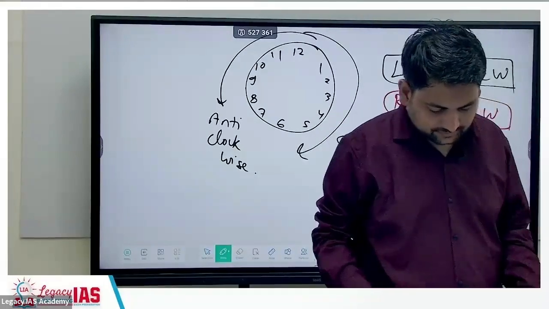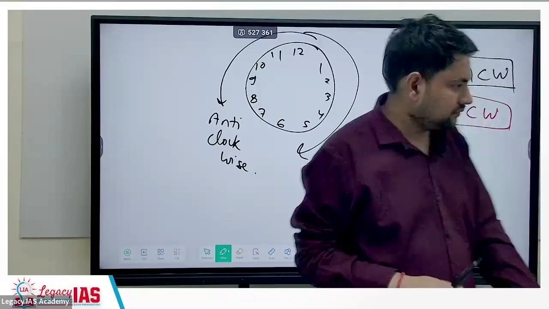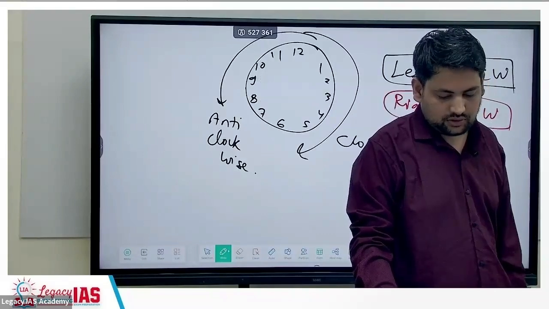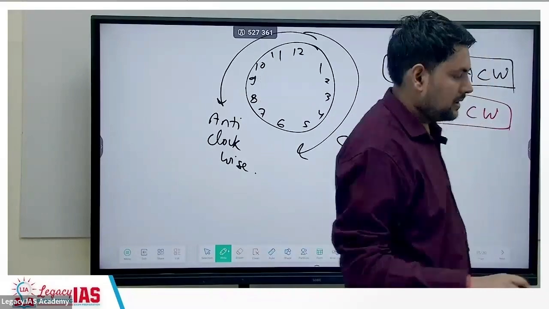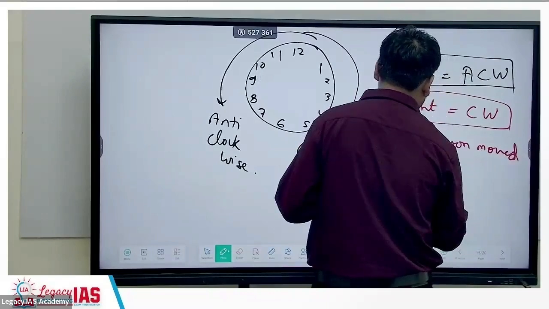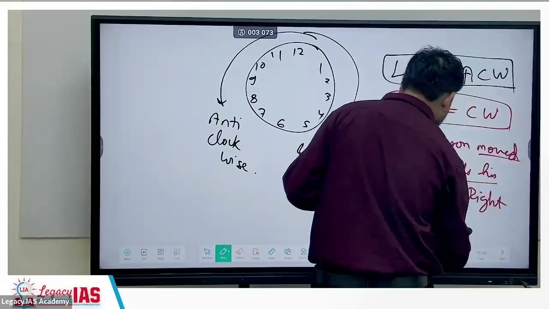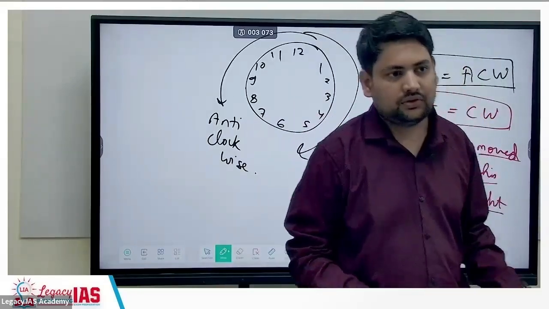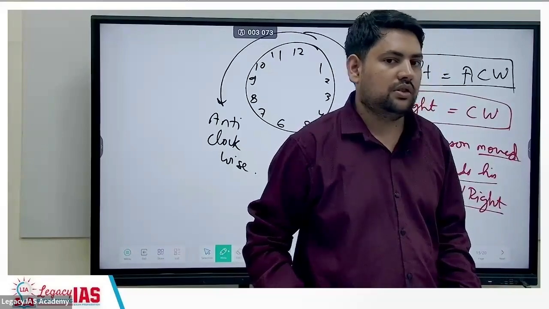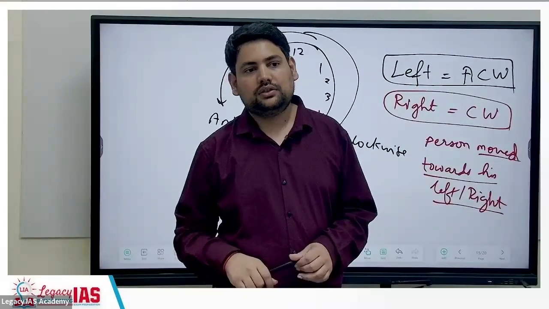If the question mentions that the person moved towards his left or right, underline this, moved towards his left or right, we assume that the movement is of 90 degrees. Understood?